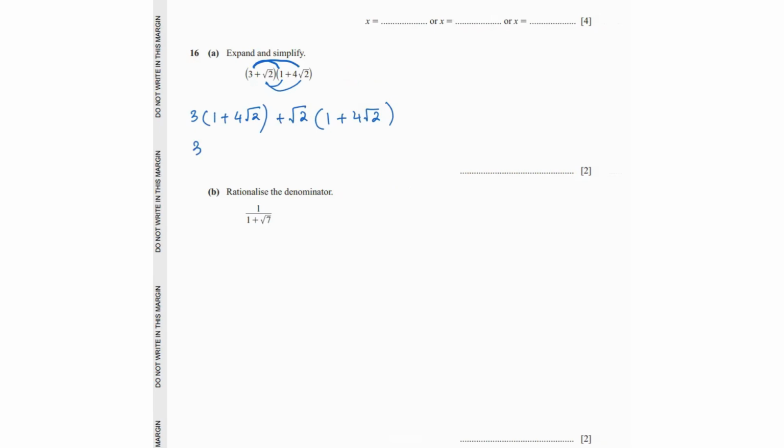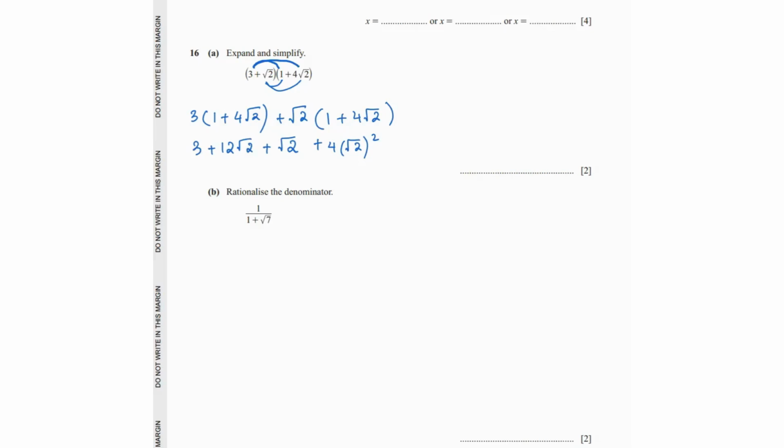3 times 1 is 3. 3 times 4 root 2 is 12 root 2. You multiply the 3 with the number that's outside the root, not the one that's inside. Root 2 times 1 is root 2, because anything multiplied by 1 is the number. And then root 2 times 4 root 2 is 4 root 2 squared. Like we say 3 times 3 is 3 squared, root 2 times root 2 is going to be root 2 squared.